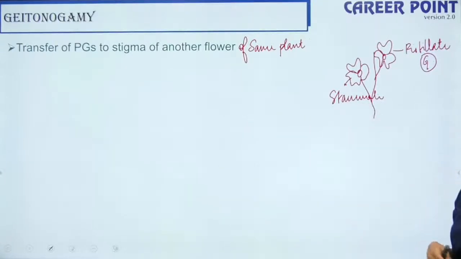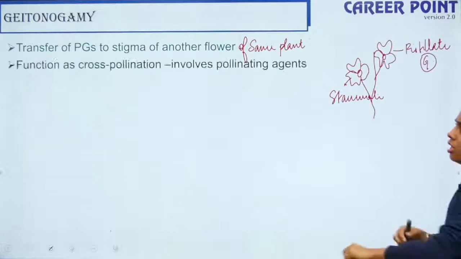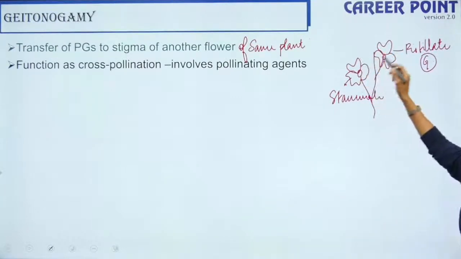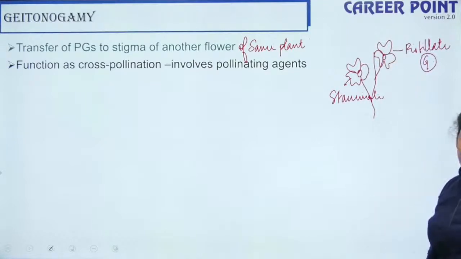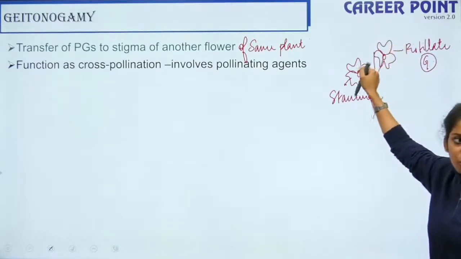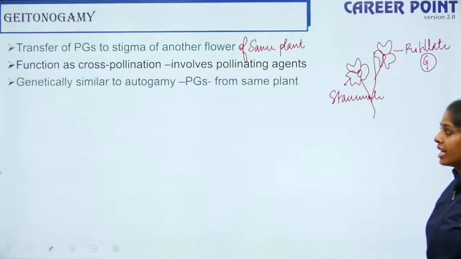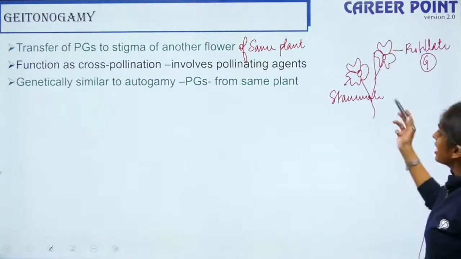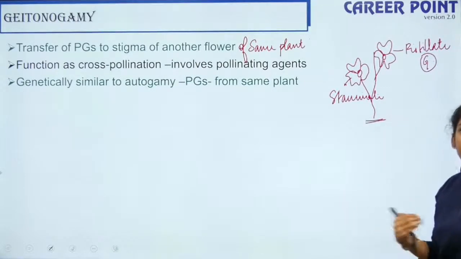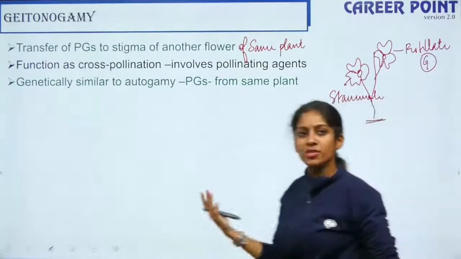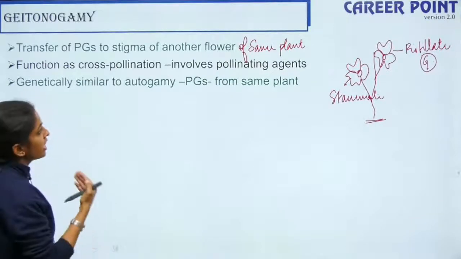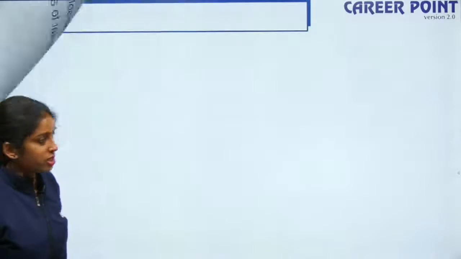Alright, so this is called geitonogamy. They function basically as cross-pollinators because they need pollinating agents. From this flower to this flower also the pollen grain has to be transferred. So here you need pollinating agents, but it is genetically similar to autogamy because it is ultimately the same plant: the pollen from the same plant, the embryo sac from the same plant. So it is also a type of autogamy, but it involves pollinating agents.